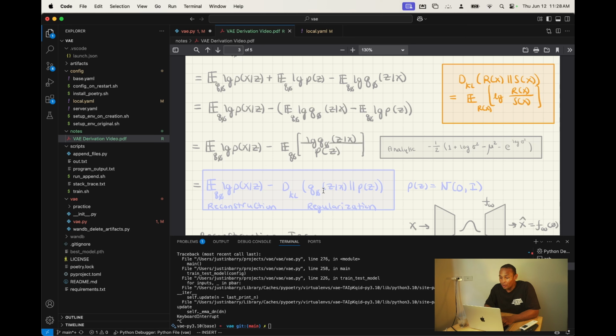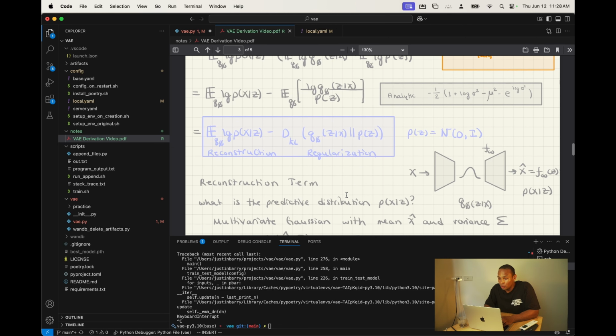So in our case, it's the measure of divergence between our posterior distribution Q of Z given X, which is the distribution where we're pulling our Z's from, and an assumed prior P of Z, which in our case is going to be a standard normal.